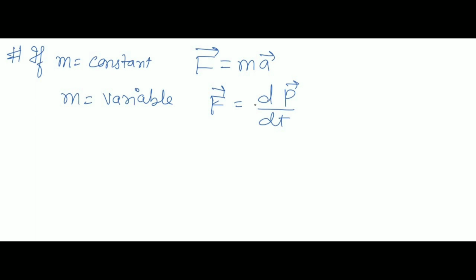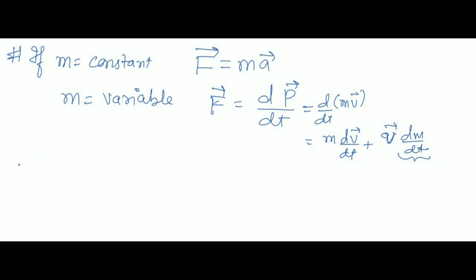So we are going to use only these two concepts in Newton's laws of motion: if mass is constant, then force is equal to mass into acceleration. If mass is variable, then you will use this. It is written as d by dt of m times velocity. If mass is constant, then we can take it out of the derivative. If it is not, then we have to write it as m dv by dt plus v vector dm by dt. If mass is equal to constant, then dm by dt is equal to 0. That is how the mass is changing with time.